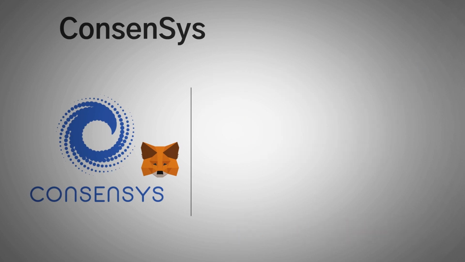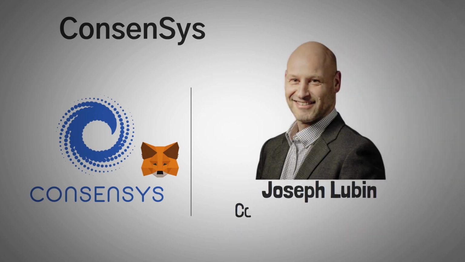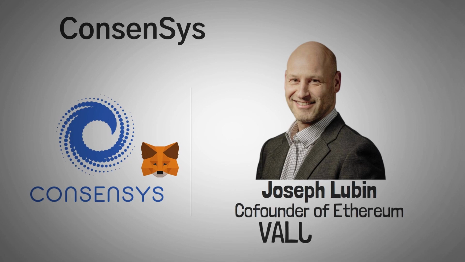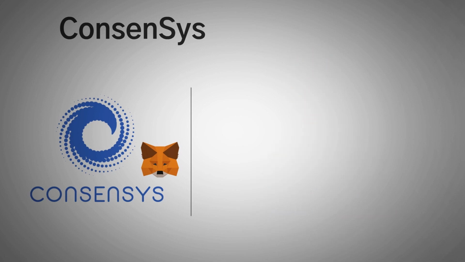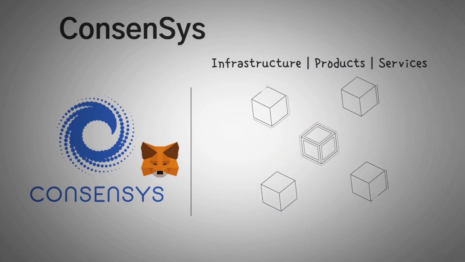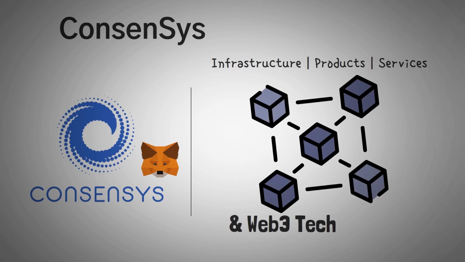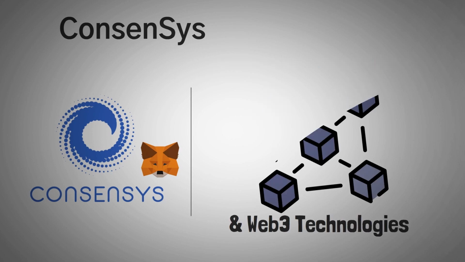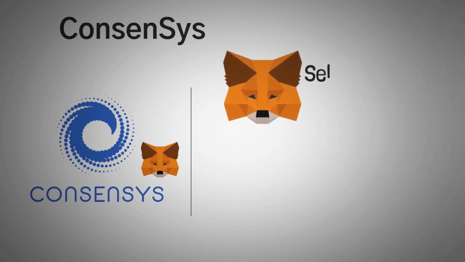And it should be noted that ConsenSys was founded by Joseph Lubin, who is also the co-founder of Ethereum. In March of 2022, the company was valued at over $7 billion. The interesting thing about ConsenSys is that they work to build infrastructure, products, and services for the Ethereum ecosystem and other Web3 decentralized technologies. Their two flagship products are Metamask and Infura.